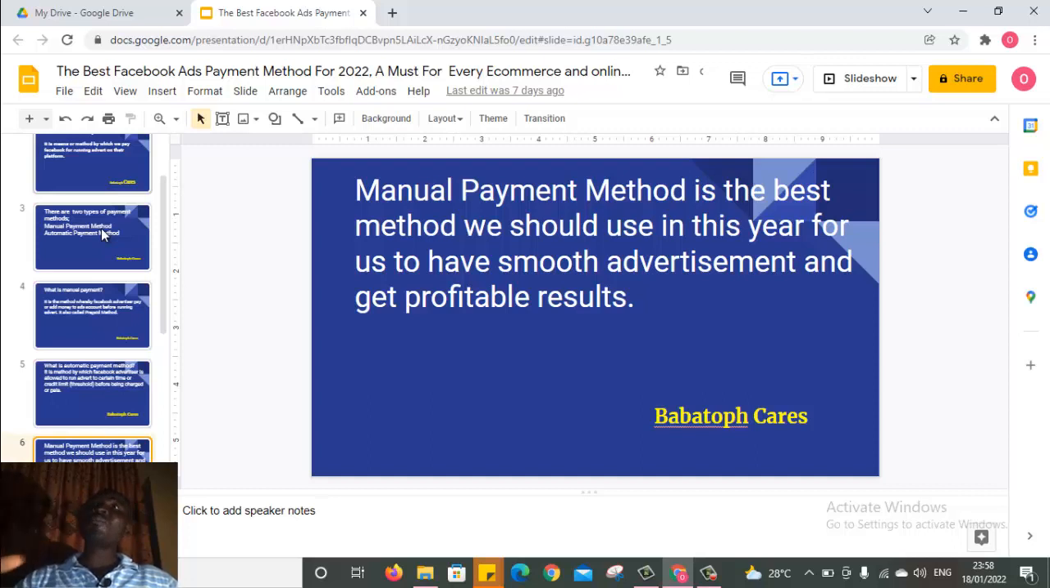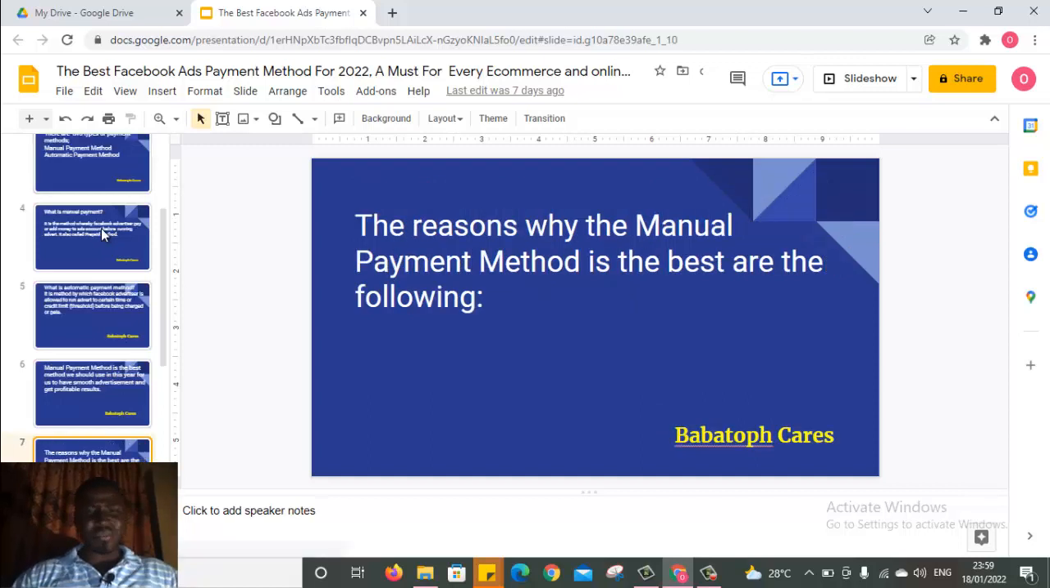And I feel so bad when I see my fellow advertisers having issues with ad accounts. So one of the reasons is the payment method. If the payment method is not well managed, you can get into trouble. So that's why I want to ensure that we all win this year. So we should all follow. We should ensure that we use what? Manual payment method. Let's see the reason why manual payment method is the best.